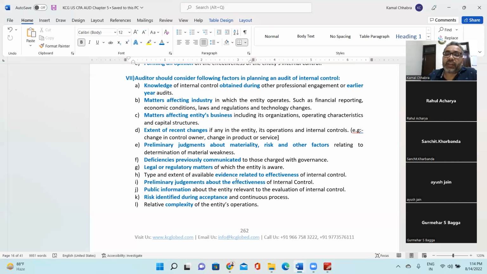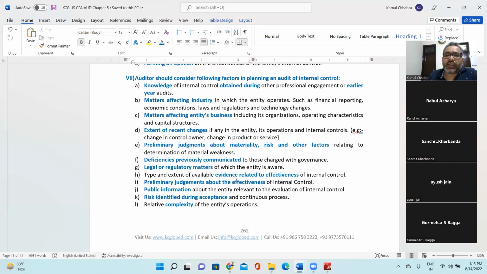Second is matters affecting the industry in which the entity operates. For example, if the entity operates as a tech company, right? So how the technology is changing and evolving period over period, right? For example, if your entity is a pharmaceutical company, how regulatory approvals are important and impact the overall business of the pharma industry, right? Those all things you need to keep in mind, such as financial reporting, economic condition, law and regulation, or technological changes requirement.